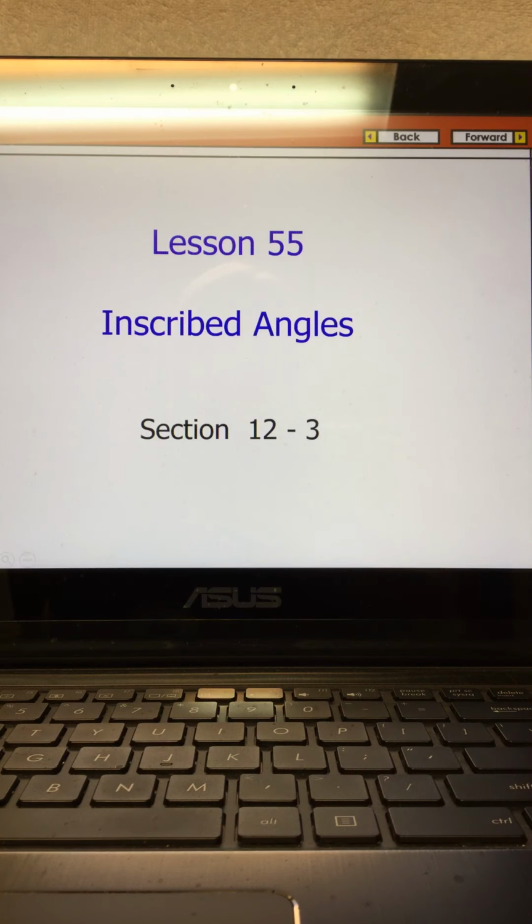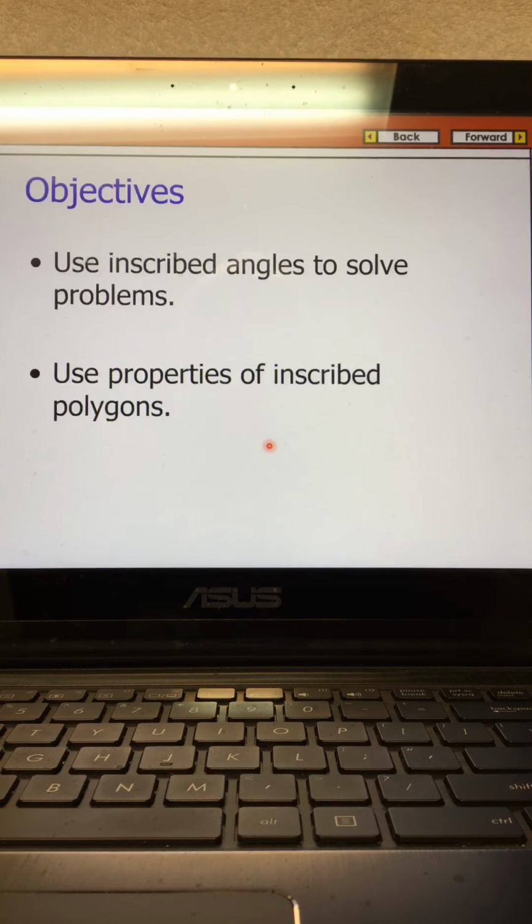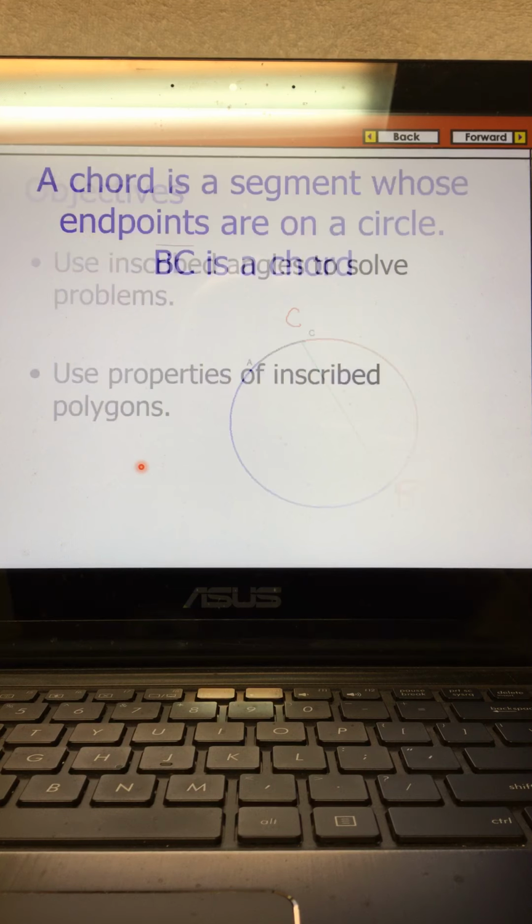All right, this is going to be our last lesson for the year, and I'm sure you're excited about that. This is lesson 55, Inscribed Angles. It's section 12.3 out of our book. We're going to talk about the properties of inscribed angles and use those to solve problems. And there's also a corollary that deals with polygons that would have inscribed angles in them.